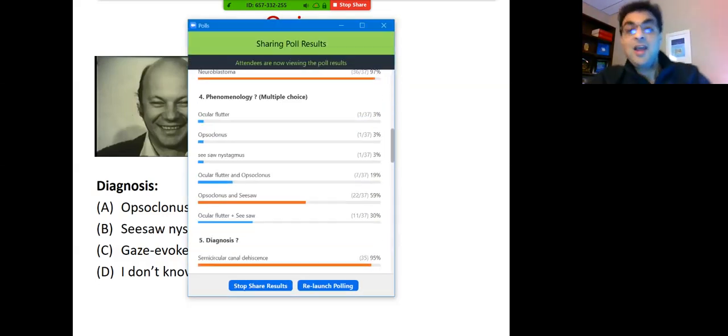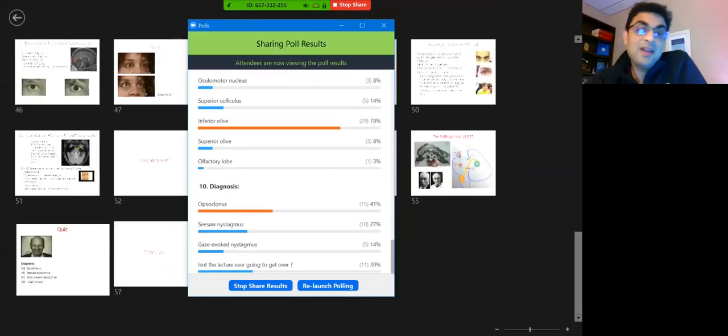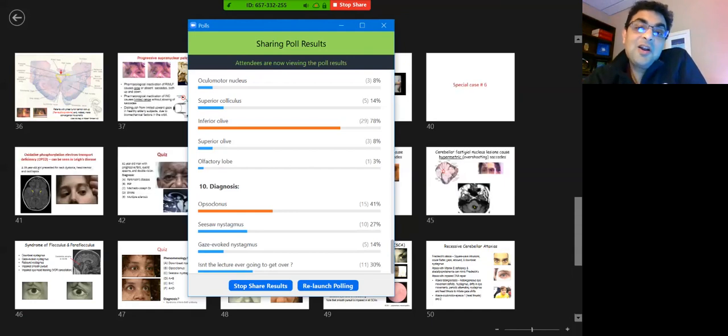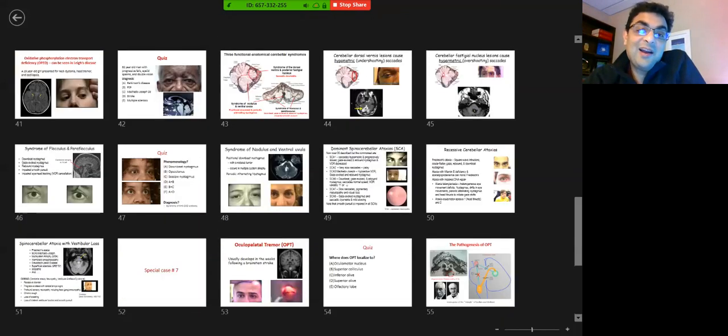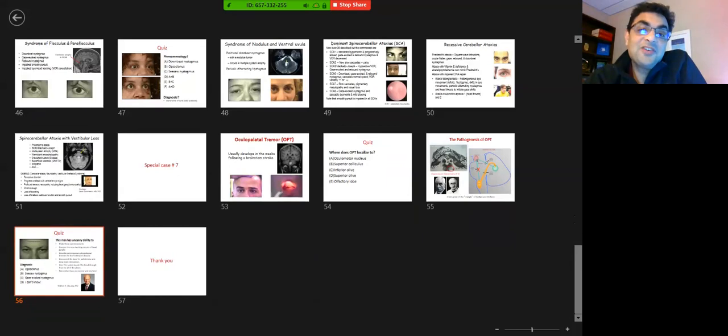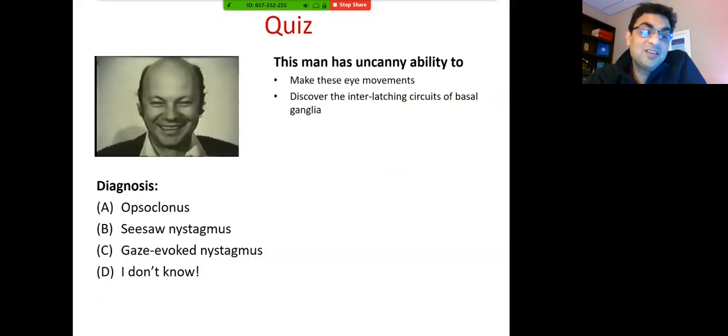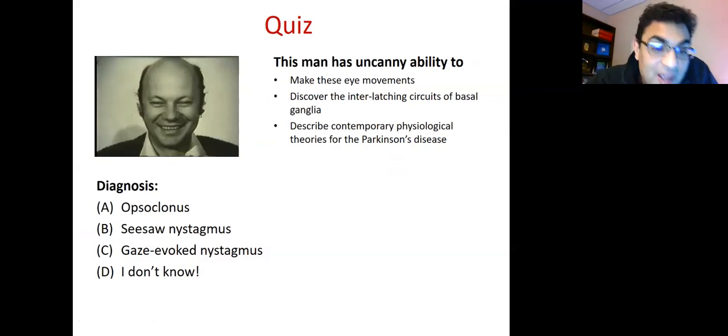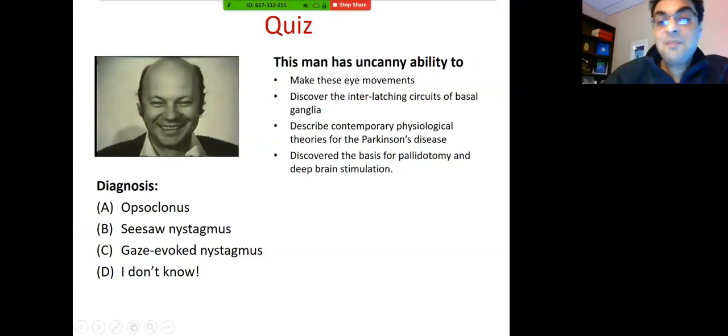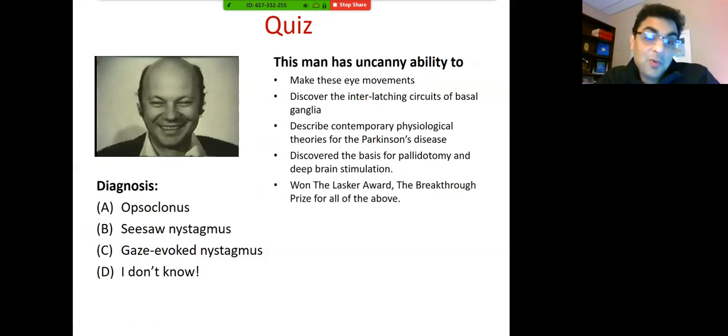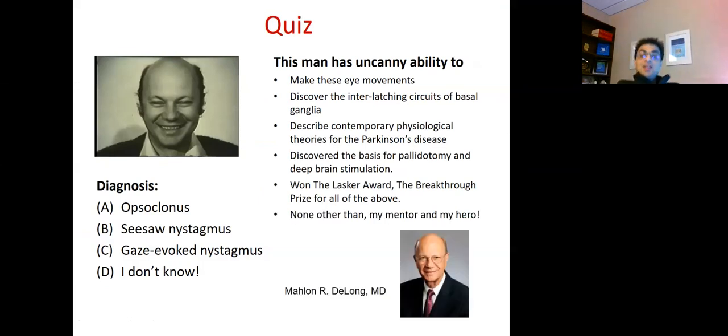This man had an uncanny ability to make these eye movements, discovered the interlatching circuits of the basal ganglia, and described contemporary physiological theories of Parkinson's disease. He discovered the basis of pallidotomy and deep brain stimulation. He won the Lasker Award. He won the Breakthrough Prize for all of the above. He's none other than my mentor and my hero, Mahlon DeLong.